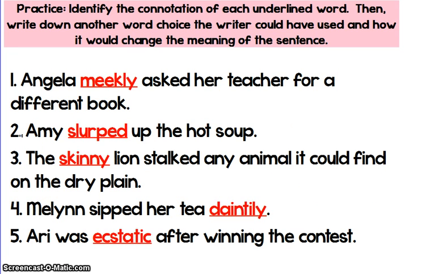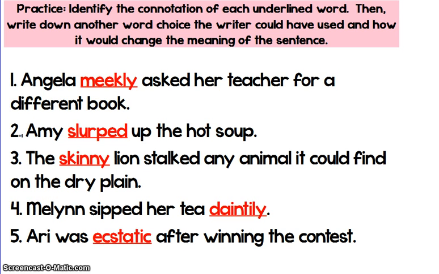Alright, so now it's time to practice. You have 5 sentences, and our focus words are underlined. What you're going to do is identify the connotation of each underlined word. So is it positive? Is it negative? And you actually sometimes have a third choice. Sometimes a word can just be neutral, meaning it's not positive or negative, it's just kind of in between. It doesn't really have a strong feeling associated with it.